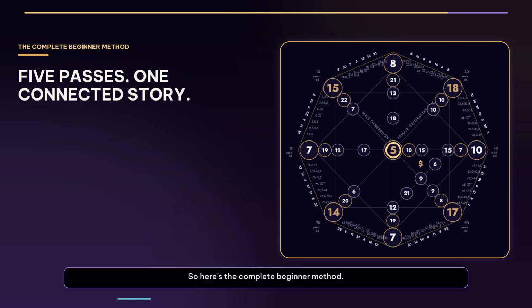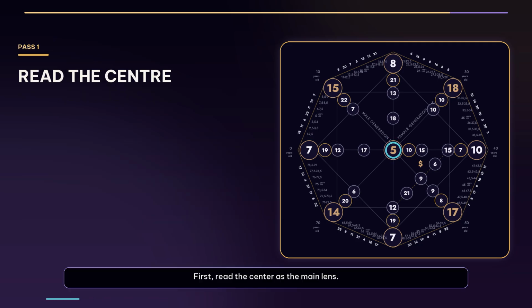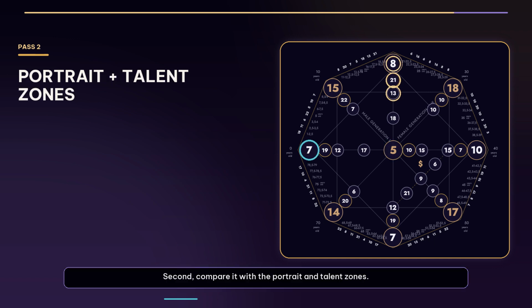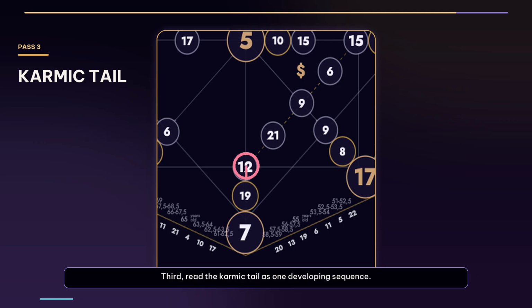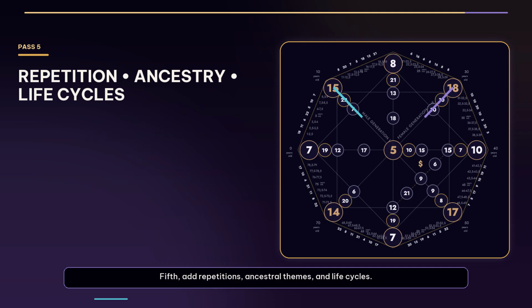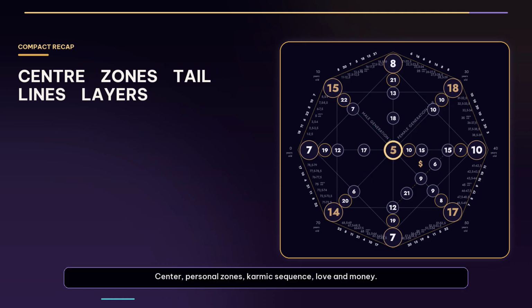So here's the complete beginner method. First, read the center as the main lens. Second, compare it with the portrait and talent zones. Third, read the karmic tale as one developing sequence. Fourth, love, left to right. Money, right to left. Add repetitions, ancestral themes, and life cycles. Center, personal zones, karmic sequence, love and money.